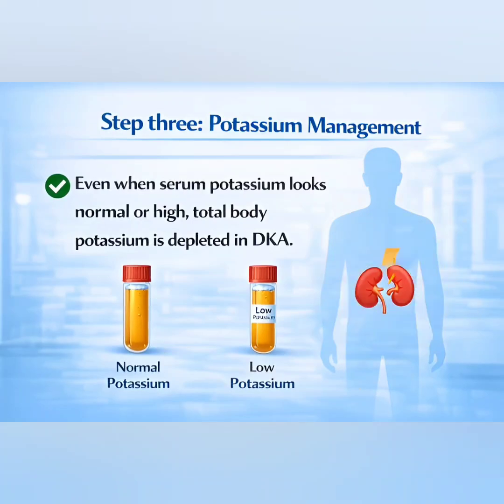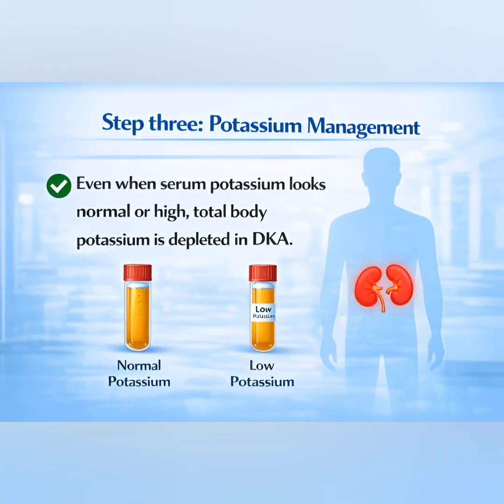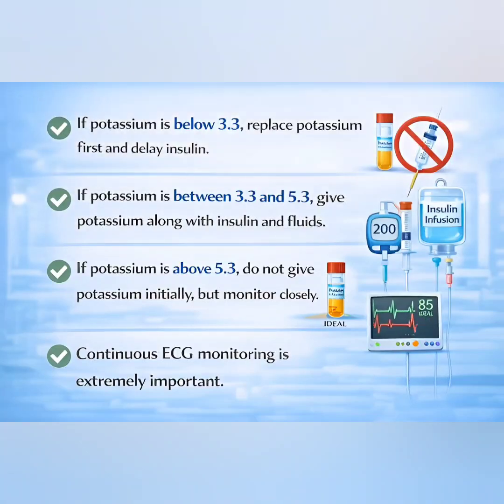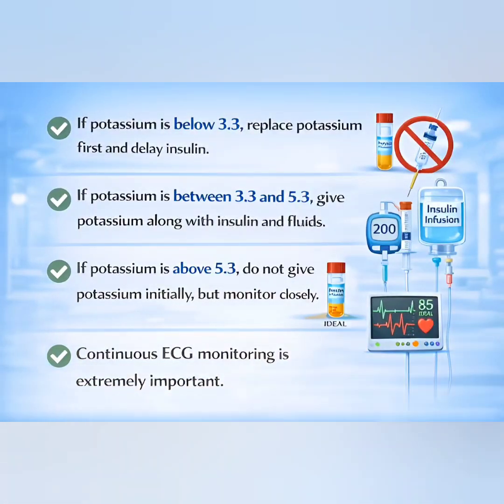Even when serum potassium looks normal or high, total body potassium is depleted in DKA. If potassium is below 3.3, replace potassium first and delay insulin. If potassium is between 3.3 and 5.3, give potassium along with insulin and fluids. If potassium is above 5.3, do not give potassium initially, but monitor closely. Continuous ECG monitoring is extremely important.